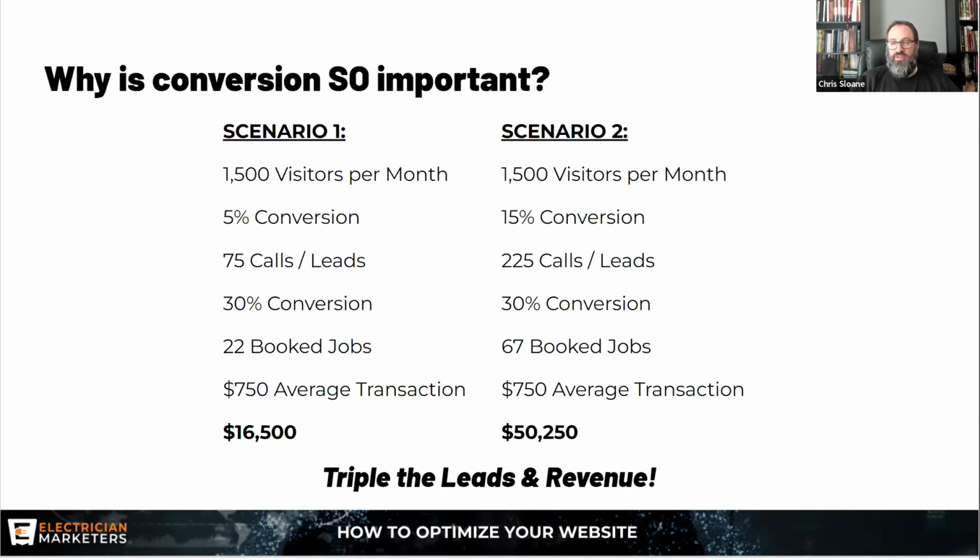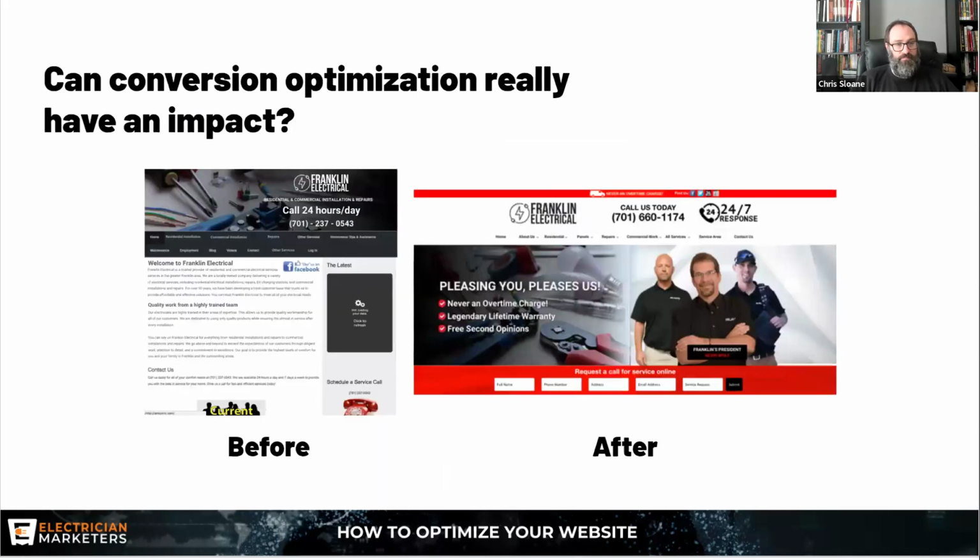And so there's really a direct correlation between your website conversion rate and, all else being equal, the amount of revenue. But this goes directly to profitability because what didn't change between scenario one and scenario two is the investment into your marketing. And so by focusing on your conversion rate, you can spend the same amount on marketing and on one side turn it into 17,000, and on the other side turn it into 50,000, which is obviously much more profitable, much better margins most likely. And so that's what we're talking about here today. And if you think, can conversion optimization really have an impact? Absolutely. We've seen it time and time again.